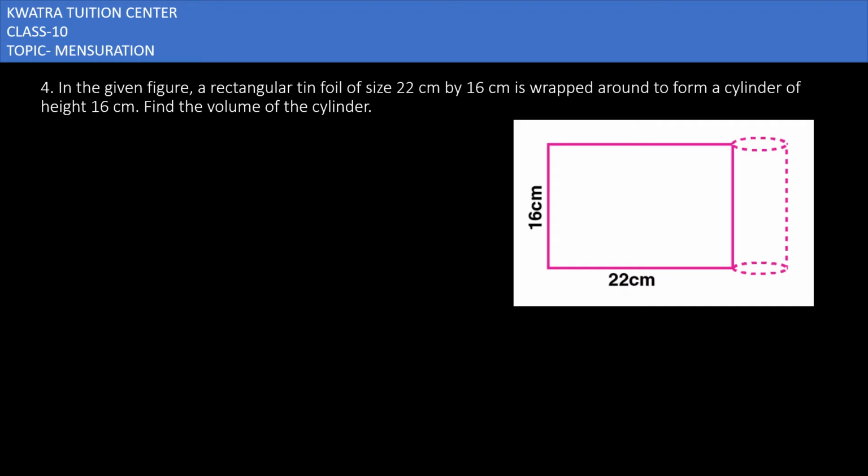Let's start with question number 4. It says in the given figure, a rectangular tin foil of size 22 cm by 16 cm is wrapped around to form a cylinder of height 16 cm. Find the volume of the cylinder.